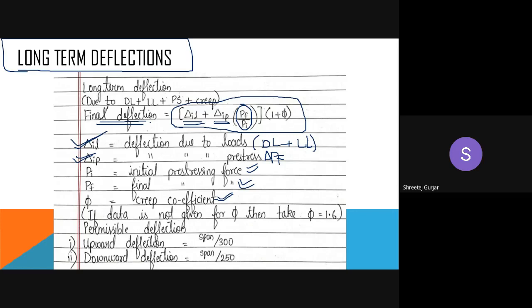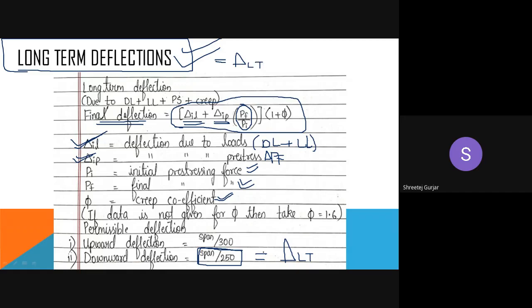So short-term deflection you have to calculate by substituting in those formulas, and for final deflection you substitute in this formula, and then you can find the long-term deflection. As I've told you, for long-term deflection we have a limit as per our code book, span by 250. You can compare this long-term deflection, which I'll write as delta LT.